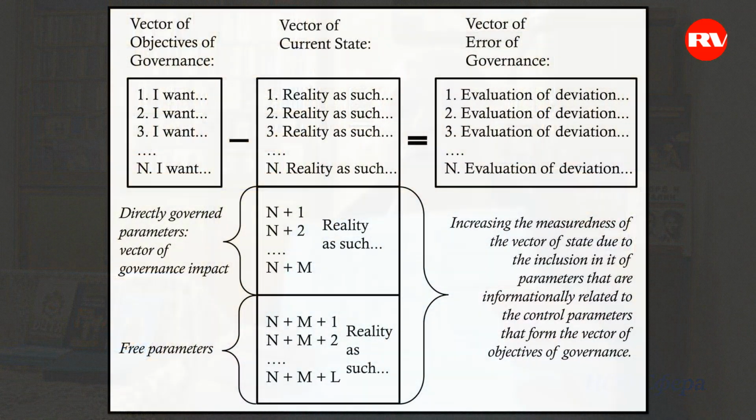What else may there be? There may be such a thing that if we turn to the vector of current state, then it has a governing impact, and there are free parameters. Free parameters are those parameters, any values of which we recognize as acceptable in the process of governance.